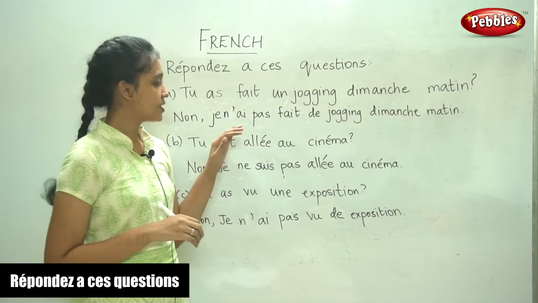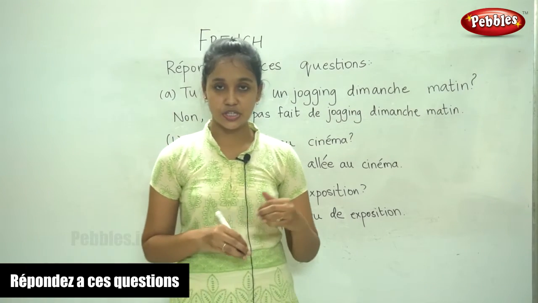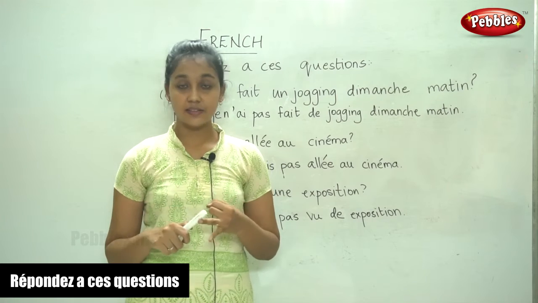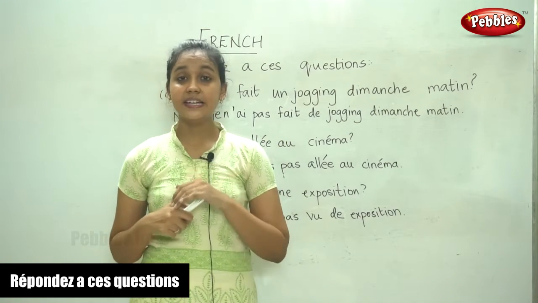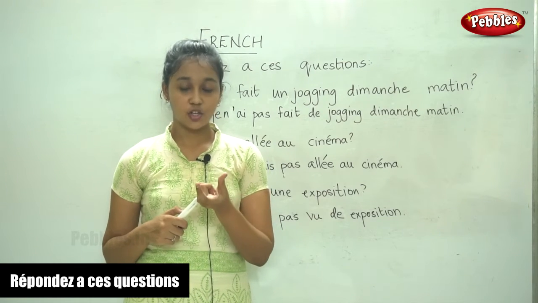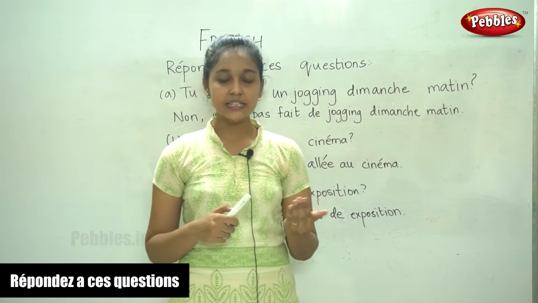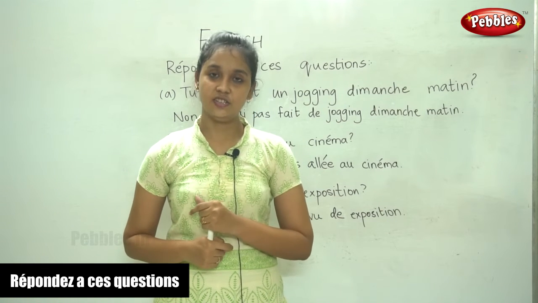So I hope this was easy for you. We just have to know the rules of passé composé, that is avoir or être plus the past participle. For making it into a negative sentence, we add ne before the avoir or être conjugation, and then we add pas after the avoir or être conjugation.